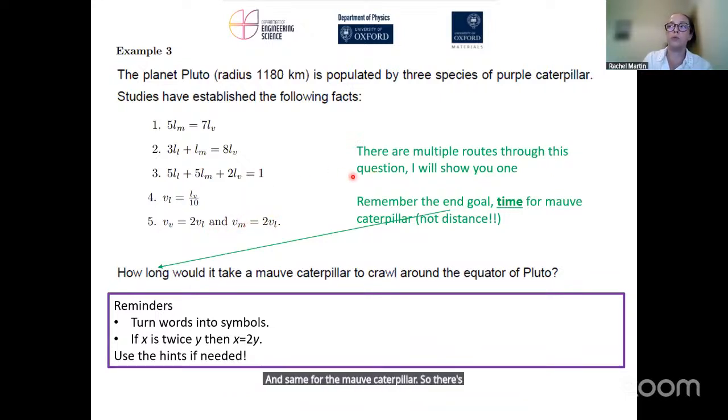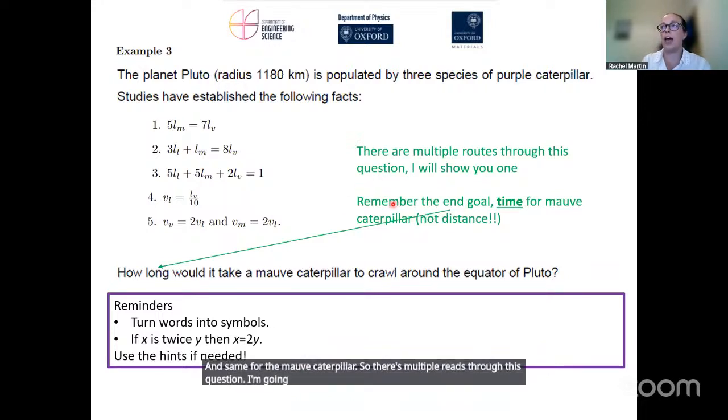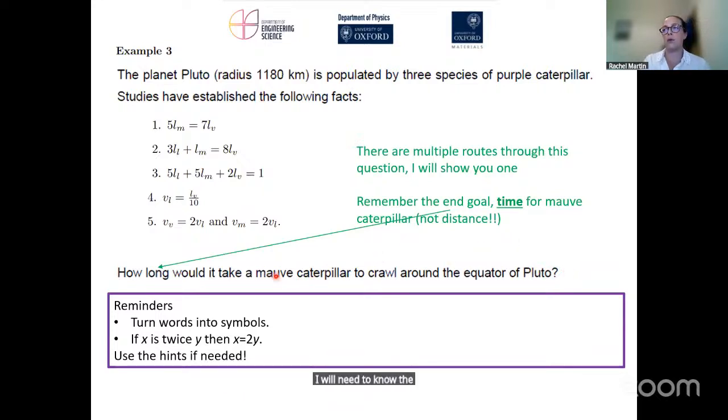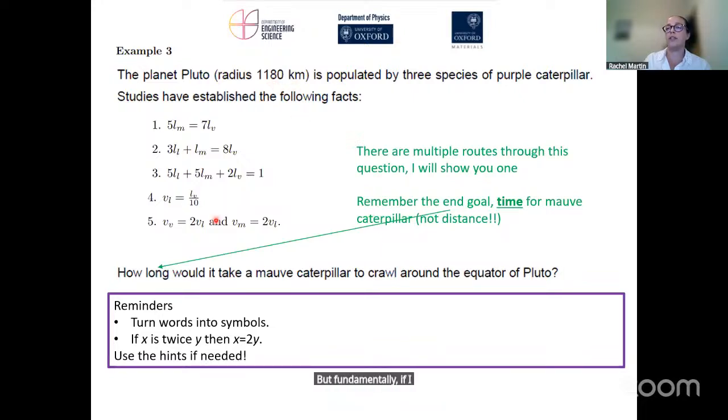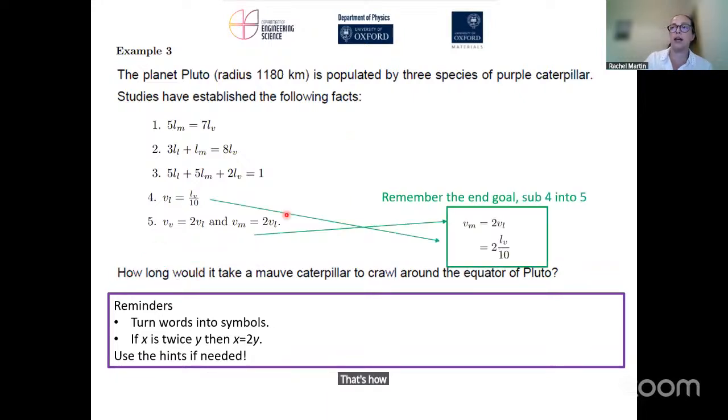So there's multiple routes through this question. I'm going to show you one route. And remember the end goal. So when you're in a challenging problem-solving question, you've got to think, what was the end goal? What was I trying to do? There's multiple simultaneous equations here. So how long would it take a mauve caterpillar to crawl around the equator of Pluto? I will need to know the velocity of that mauve caterpillar, because I've got the radius of Pluto, and that means I can find the distance involved with the circumference. But fundamentally, if I've got velocity, I need to eventually find the time. That's how long. That's what the statement how long means.